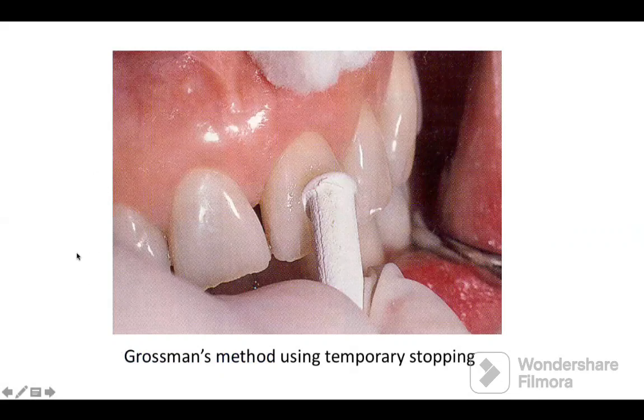The first method of testing is the Grossman's method using temporary stopping. The tooth to be tested must be isolated with cotton rolls and a thin layer of petroleum jelly is applied onto the crown. This prevents the temporary stopping from sticking to the tooth surface. The temporary stopping must be twirled in the flame until it becomes shiny or glossy and it should not slump. It is then applied onto the tooth surface to elicit a response.